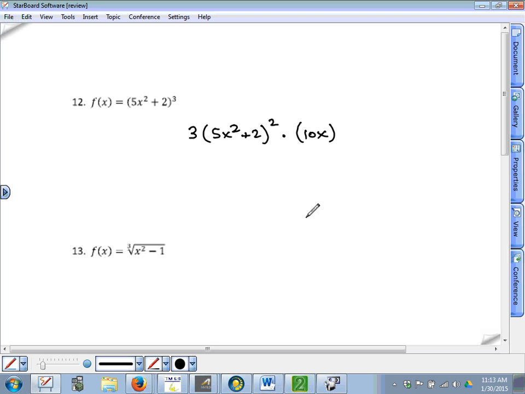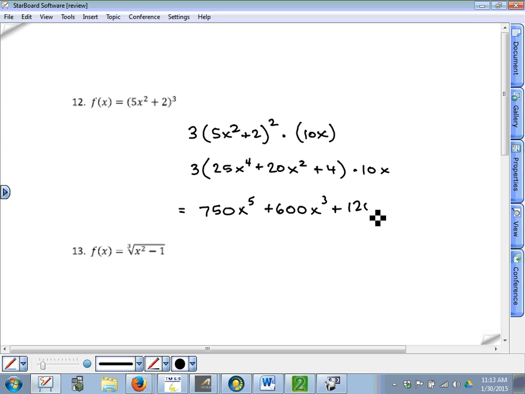Okay. I'm going to simplify a little bit here. Finally we get 750x to the fifth plus 600x to the third plus 120x.